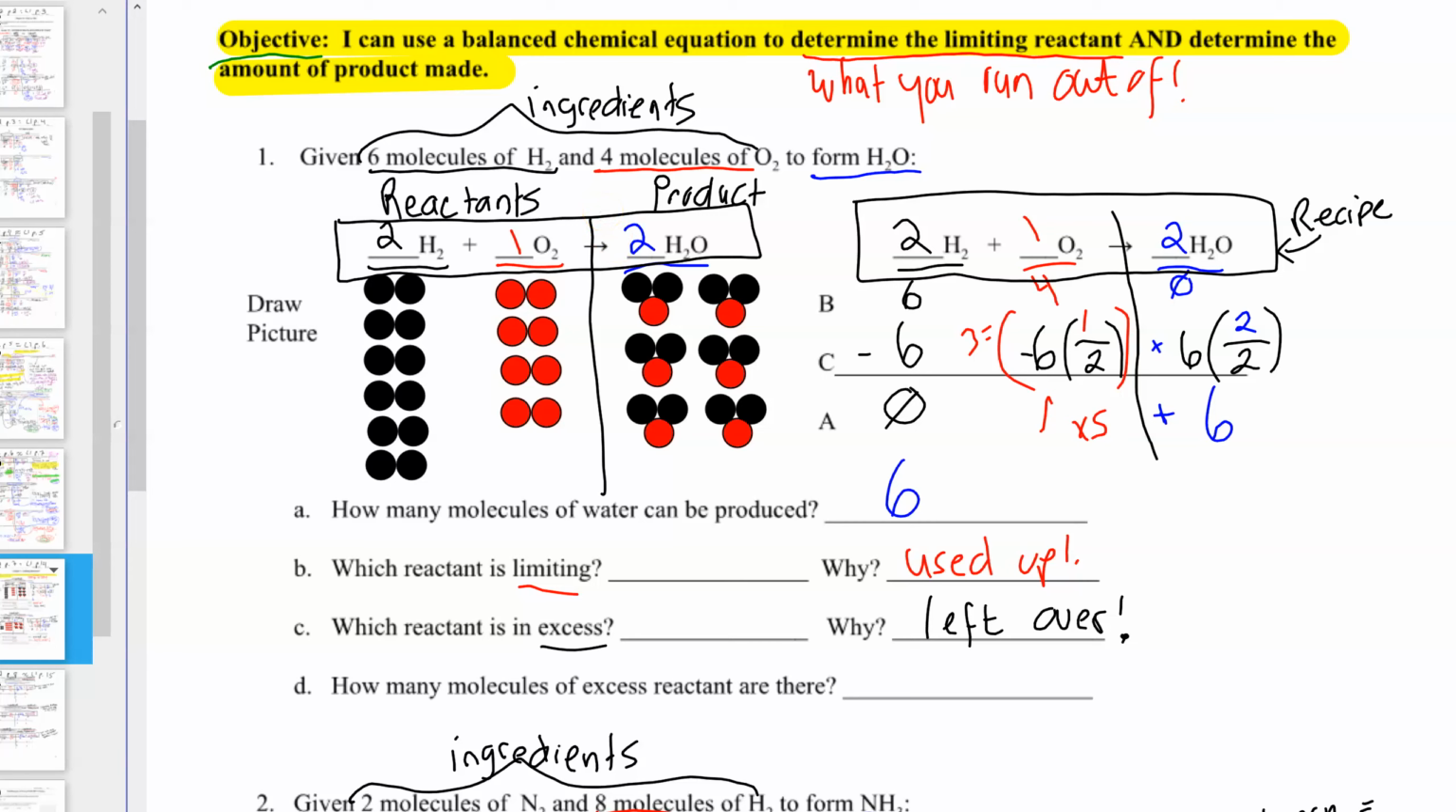Let's just kind of go through and cross these things off. So I've used 1, 2, 3, 4, 5, 6 oxygens. And then I've used 1, 2, 3, 4, 5, 6, 7, 8, 9, 10, 11, 12 hydrogens. 2, 4, 6, 8, 10, 12. I have used up all of my hydrogen, but there are 2 oxygens left over.